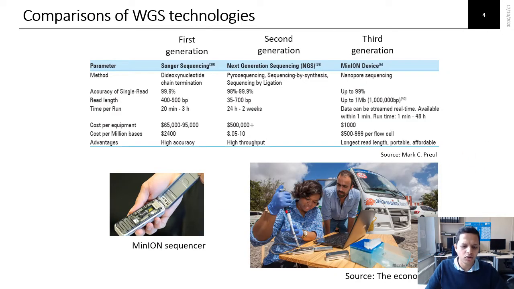Here I would like to show you the comparison of first, second and third generation sequencing technology. Here you can see the accuracy of the first, second and third generation, the time required, the read lengths, the cost of the equipment, as well as the cost of the bases generated, or the cost of the sequencing in short. In the case of second generation we can get 99.9% accuracy for a single read, and for a million bases it costs $5 to $10.